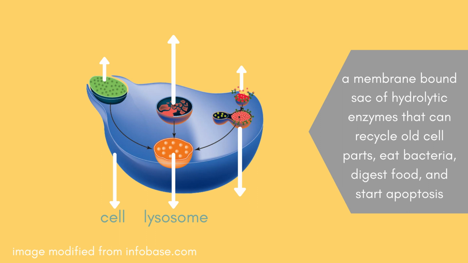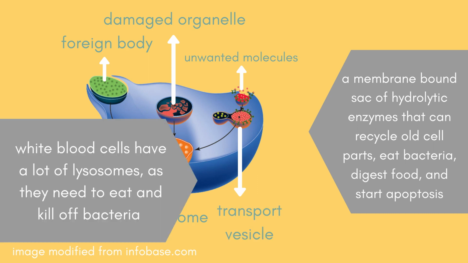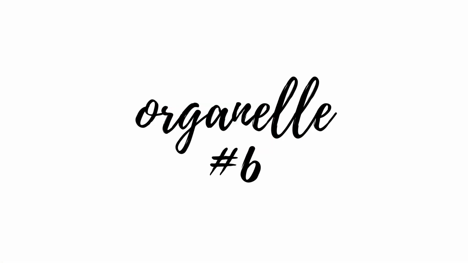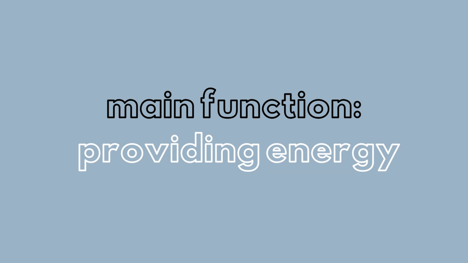This is the lysosome, and as you can see, unwanted foreign bodies, damaged organelles, and other unwanted molecules are brought to it. White blood cells tend to have a high lysosome count, since their function is to eat and kill off bacteria. The enzymes inside these lysosomes help break down and digest the pathogens so they can't further harm the body. The sixth organelle we'll look at is the mitochondria, whose function is to provide energy for the cell.